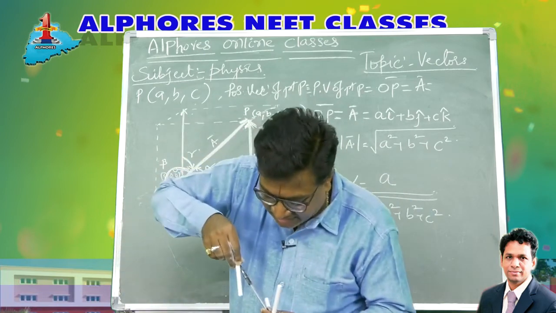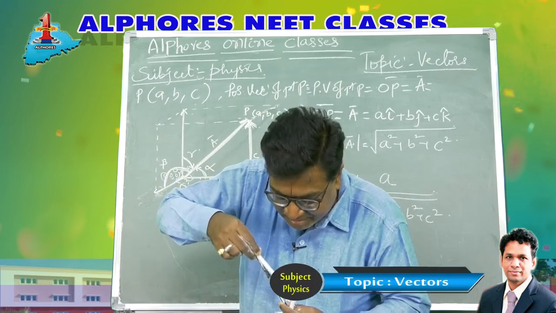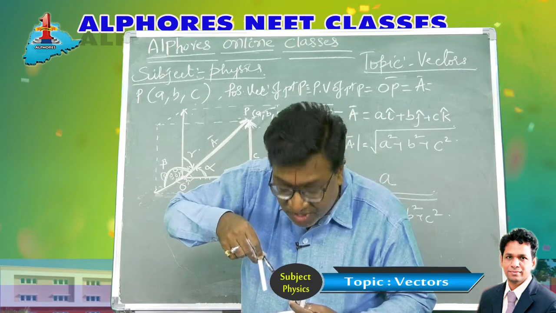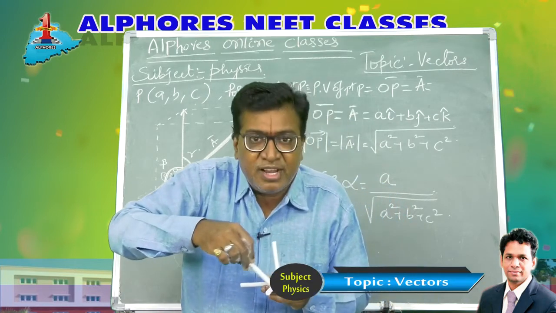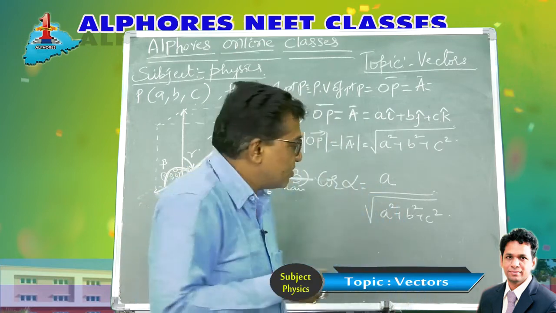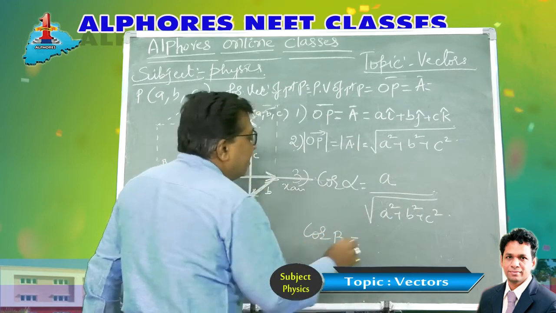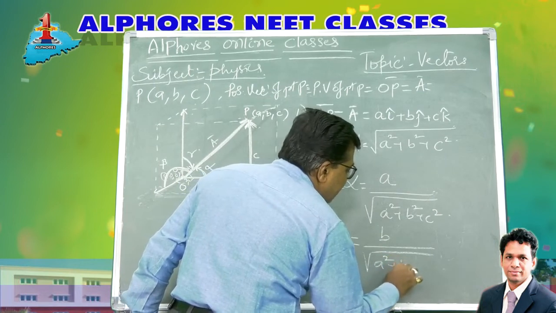Now in this right angle triangle, what is cos beta? Adjacent by hypotenuse. Adjacent is the length along the y-axis, that is b, and the hypotenuse is the vector. So cos of the angle with the y-axis, beta, is b by under root of a square plus b square plus c square.